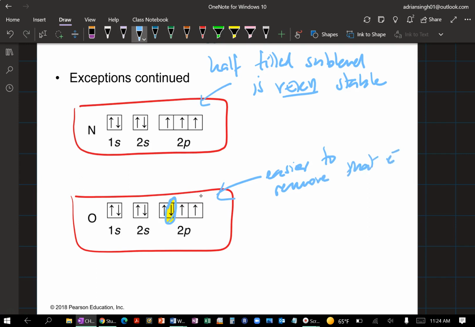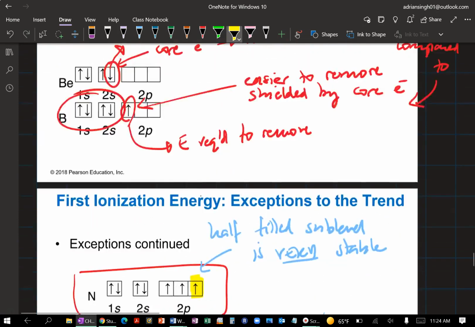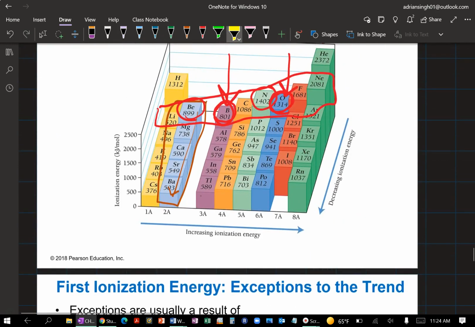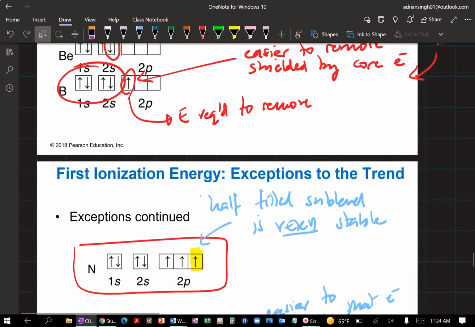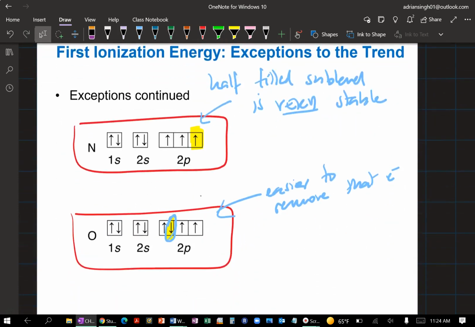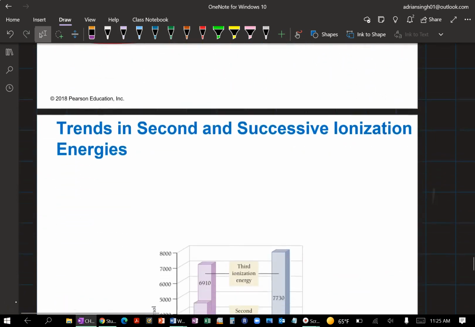That's because removing it leads to something more stable. Whereas if you try to remove this electron here in nitrogen, because you're pulling it away from something that is already really stable, it's going to take more energy. So as a result, oxygen is going to have a lower first ionization energy compared to nitrogen. So we can use not just shielding, but also the stability of our orbital diagram to help explain that phenomenon.